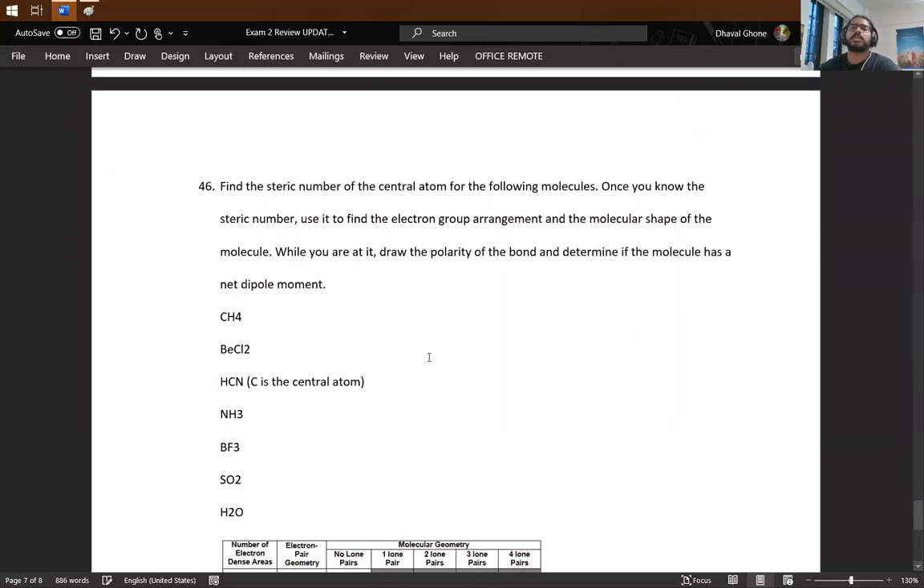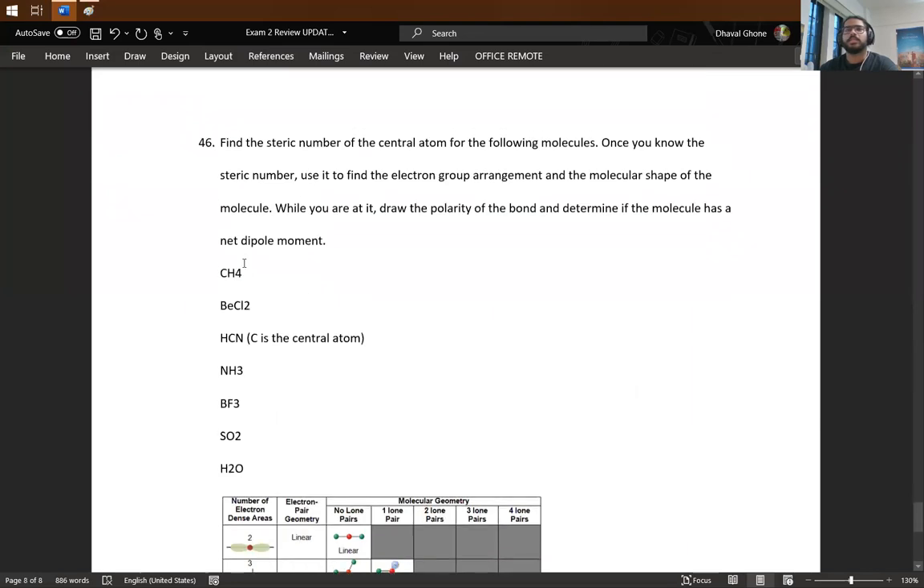Find the steric number of the central atom for the following molecules. Once you know the steric number, use it to find the electron group arrangement and molecular shape of the molecule. While you're at it, draw the polarity of the bond and determine if the molecule has a net dipole moment. Okay, let's start by finding the steric numbers.